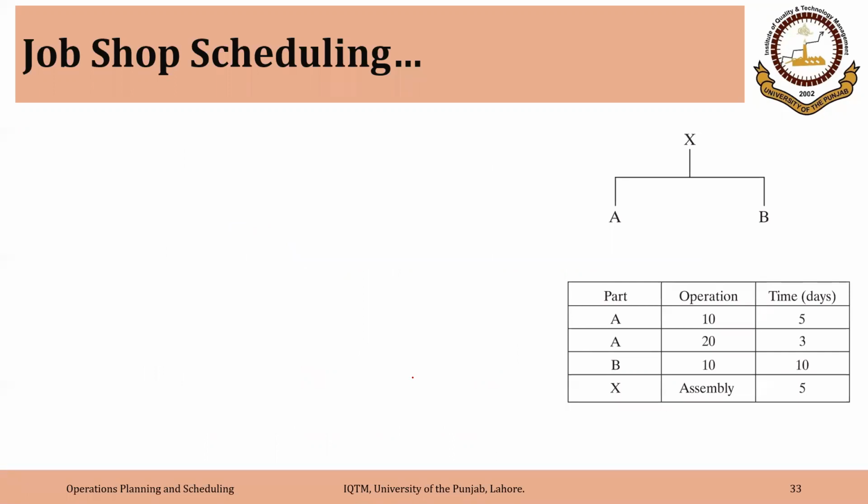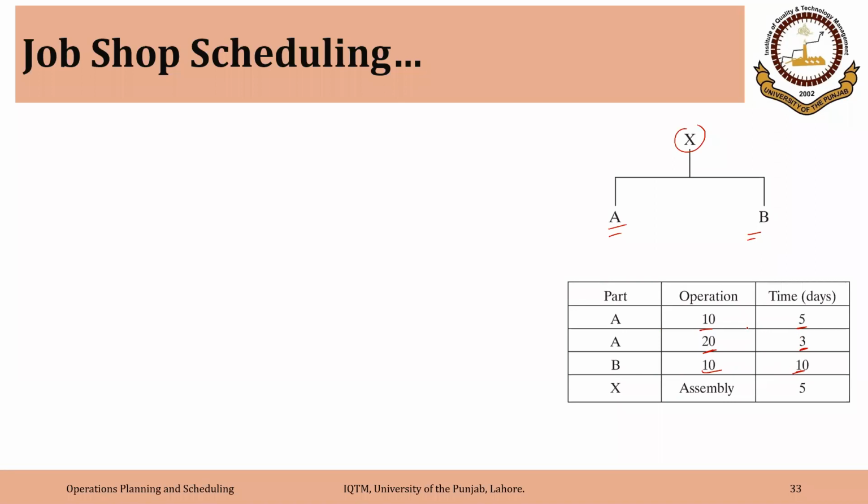So how can we make a schedule? Let's take a simple example where we have a product that comprises two parts, A and B. A requires two operations, operation 10 and operation 20, and they take 5 and 3 days respectively. And part B requires only one operation, operation 10, and it requires 10 days.